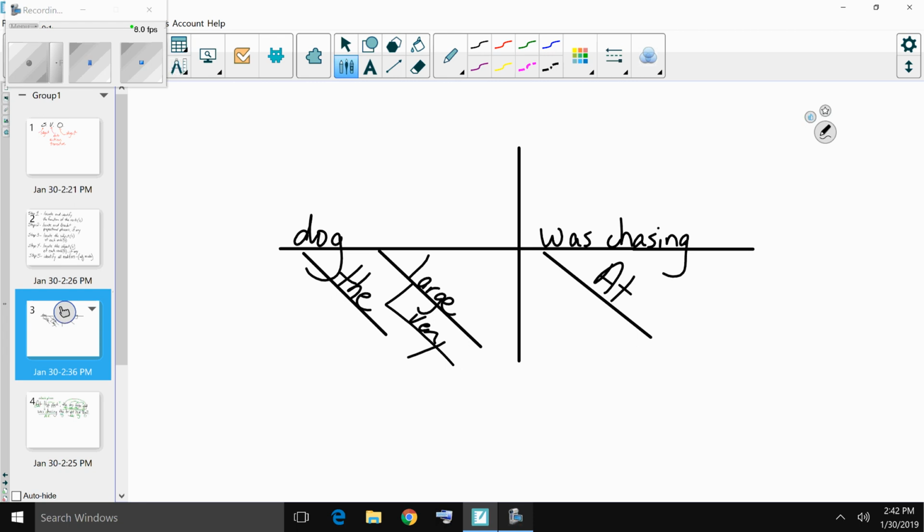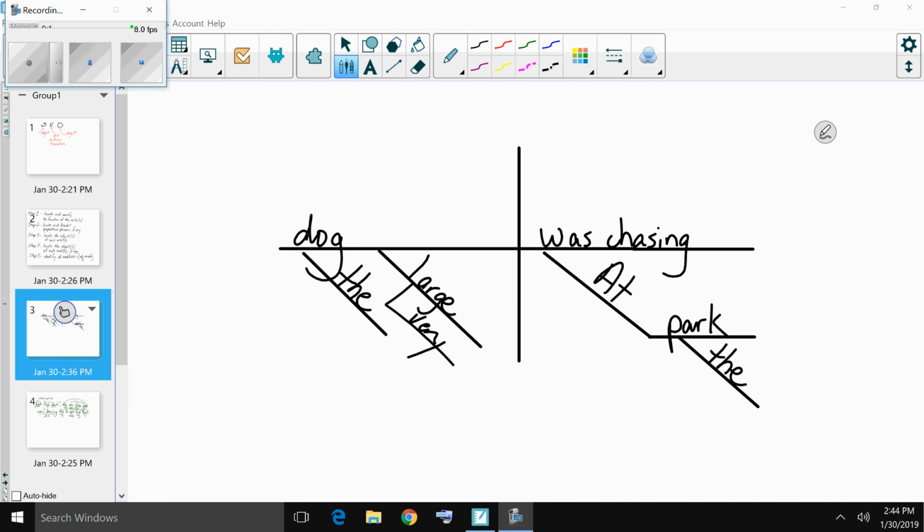Okay. Now, the object of the preposition is going to go on a horizontal line attached to the diagonal line. So the object is park. And then beneath that, you have the diagonal line for the modifier. In this case, the.